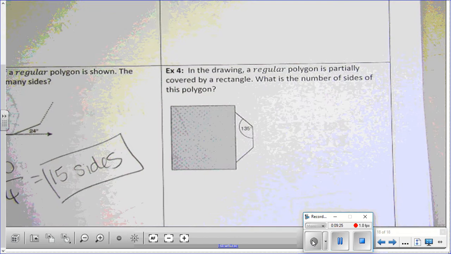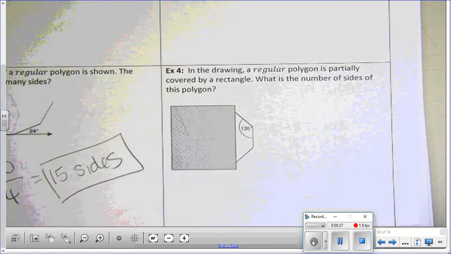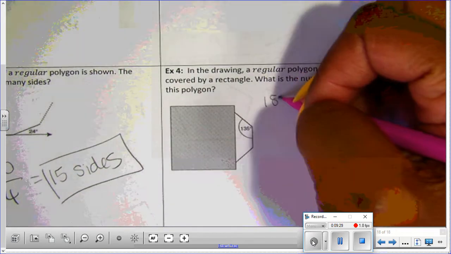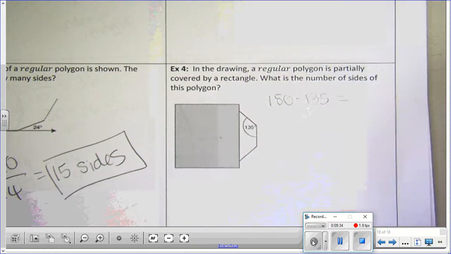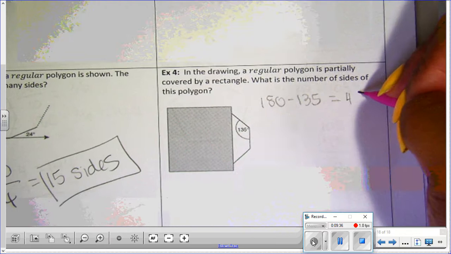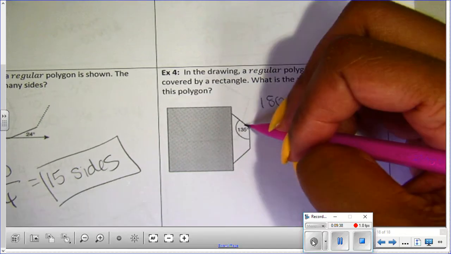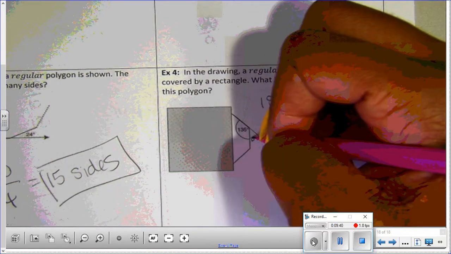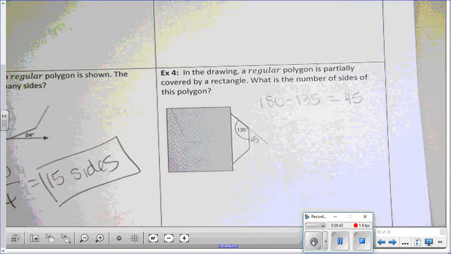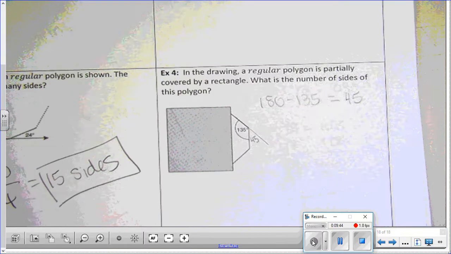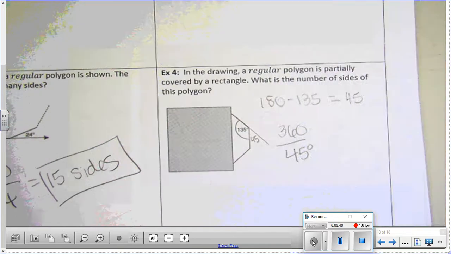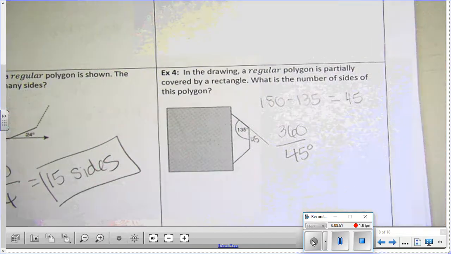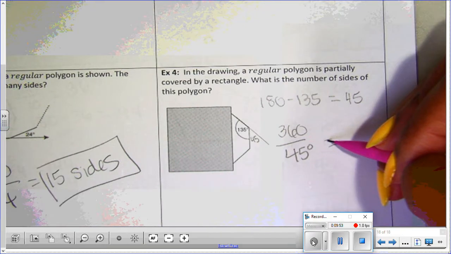So now you've got to go find the exterior angle, which is 180 minus 135. And that's what you get: 45 degrees. So that means the exterior angle right here is 45 degrees. And now we can do 360 divided by 45 degrees. And what do we get? We get 8 sides.